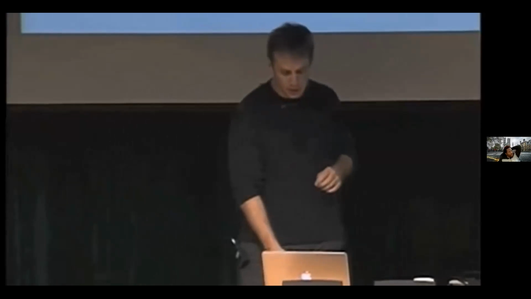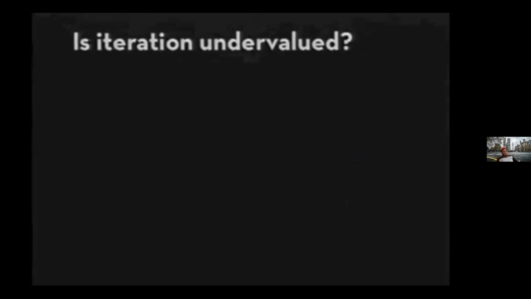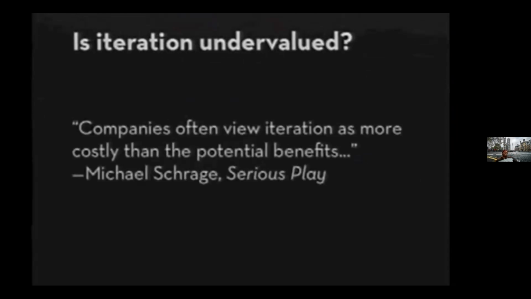Bayles and Orland, who reported this story, wrote that while the quantity group was busily churning out work and learning from their mistakes, the quality group sat theorizing about perfection, and in the end had little more to show for their efforts than grandiose theories and a pile of dead clay. I think all of us would agree that iteration is valuable given enough time. But Michael Schrage argues that production schedules often discourage iteration in favor of realization, that people take fewer risks under pressure.